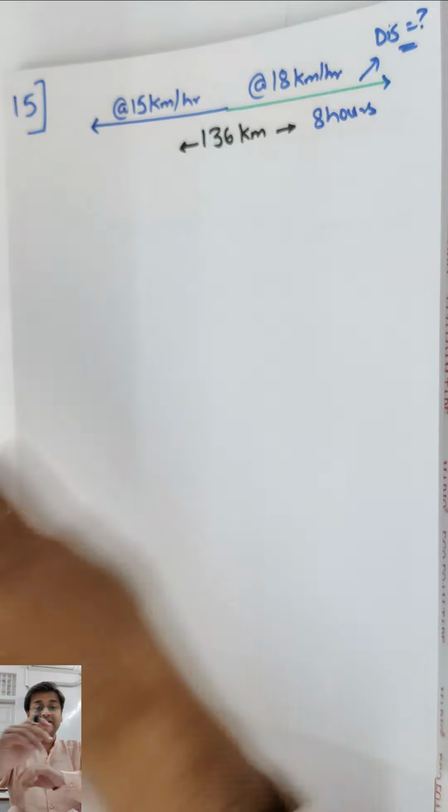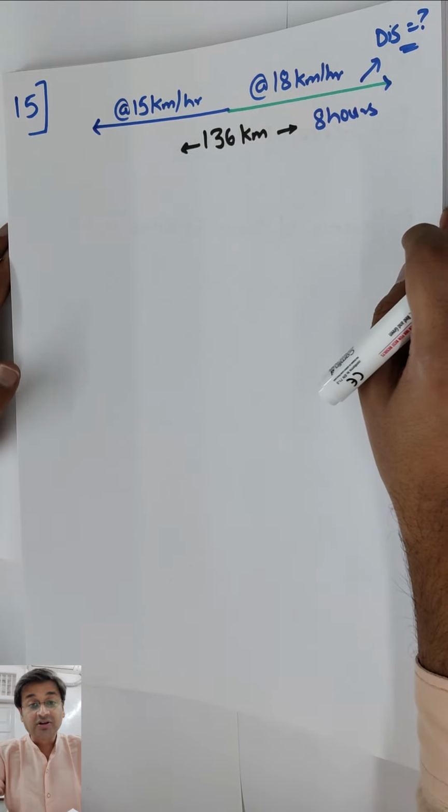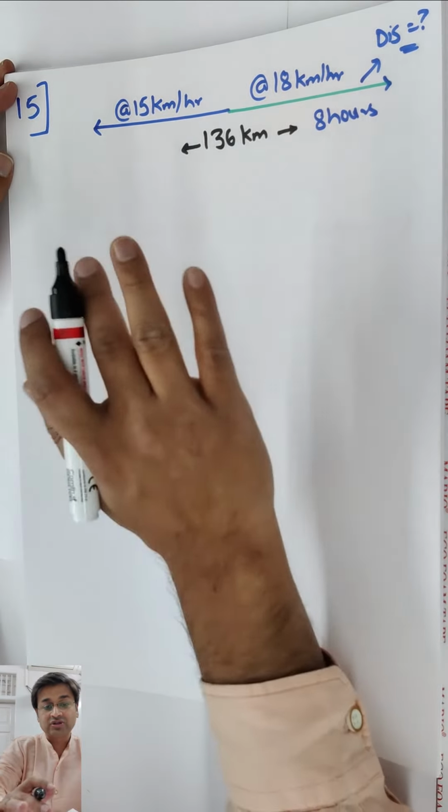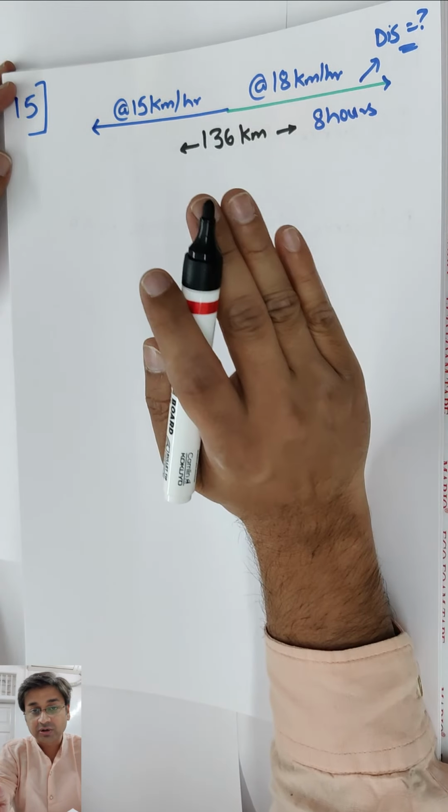Let's go to the next one, sum number 15. Put a star beside it. It's one of the interesting questions. It's with time, distance and speed. So you should always know that distance is equal to speed into time.